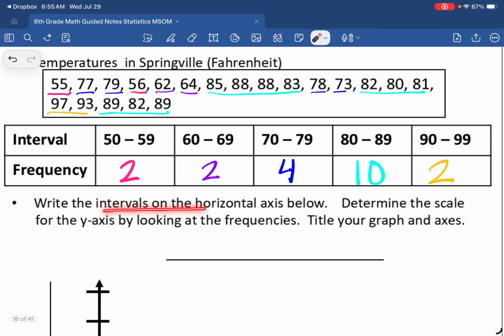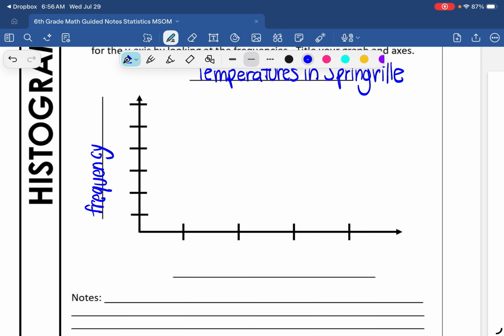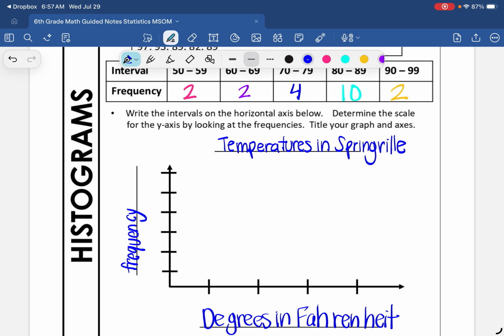Write the intervals on the horizontal axis below. Determine the scale for the y-axis by looking at the frequencies. Title your graph and axis. Okay, let's first title my graph. And this is temperatures in Springville. Now I need to title my axes. On my y-axis will be frequency, and then my x-axis will be the degrees in Fahrenheit. Okay, now I need to look at my frequencies. My frequencies go from 2 to 10, so I need to include at least 2 and 10. Remember, these are like number lines, so I can't skip numbers. So how about I go by 2s? From 0 to 10. And then I'm going to write my intervals down here on the bottom. So 50 to 59, 60 to 69, etc.